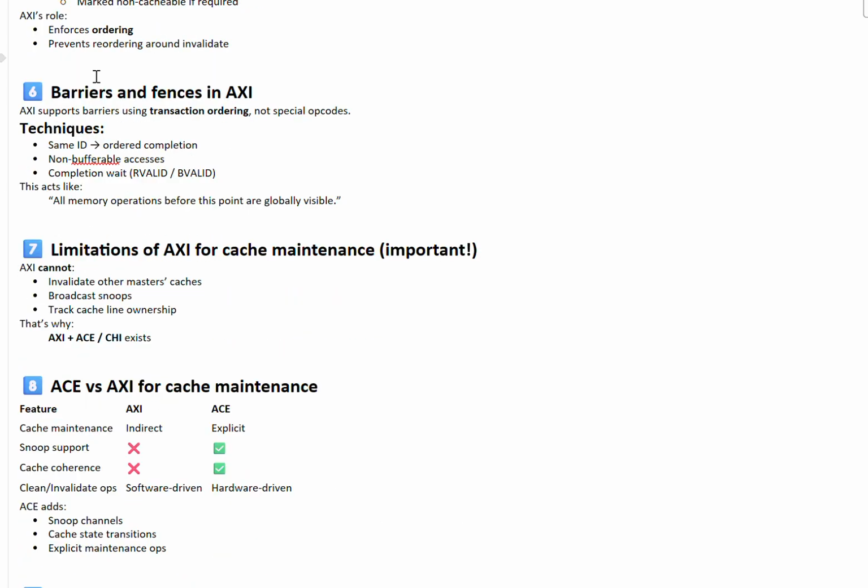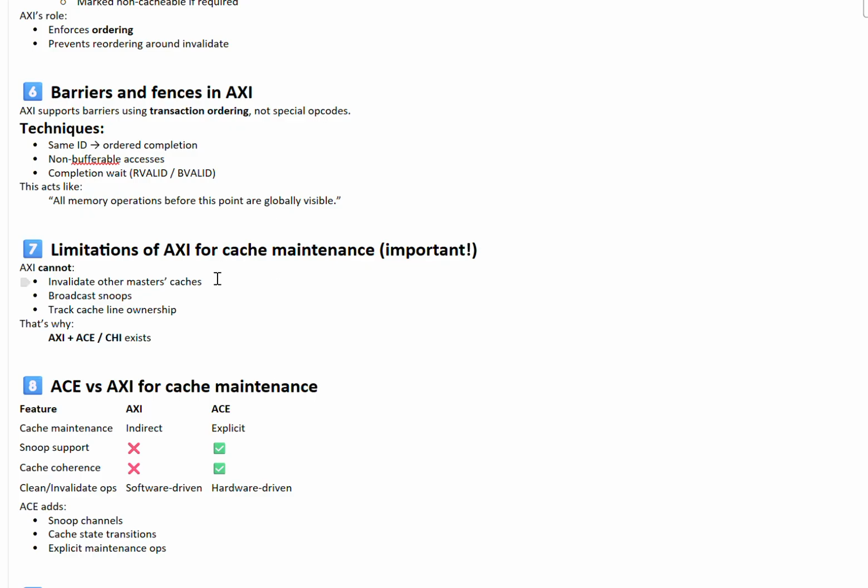And going on to barriers and fences in AXI. AXI supports barriers using transaction ordering and not special opcodes. Again, using the same ID, it makes sure of ordered completion. Then we have non-bufferable accesses and completion wait using RVALID and BVALID. This acts like all memory operations before this point are globally visible.